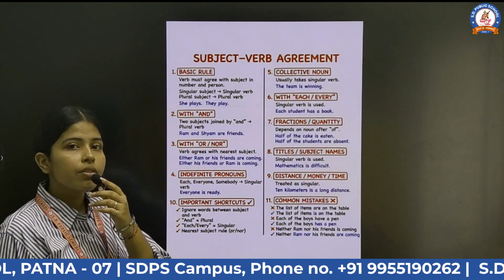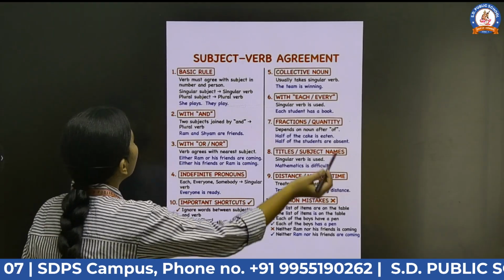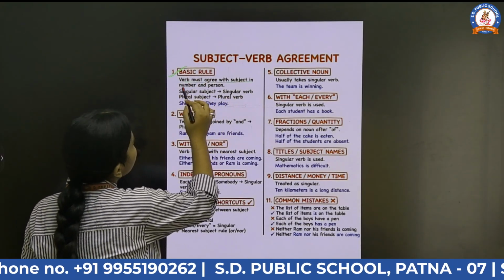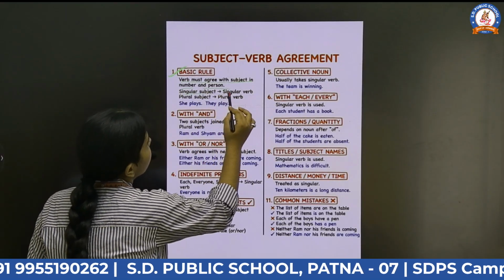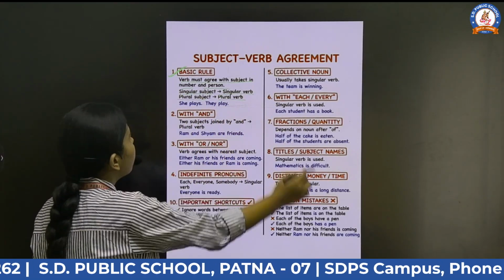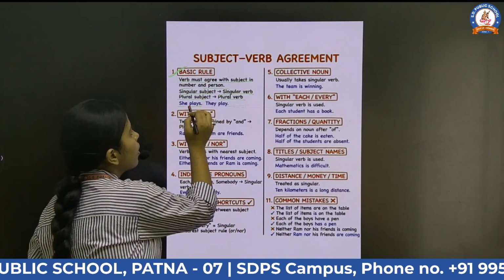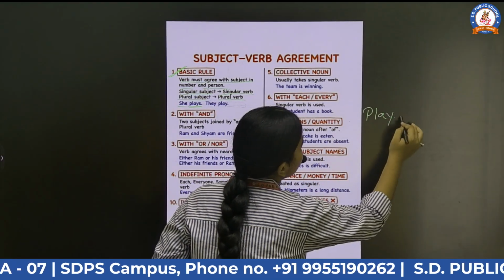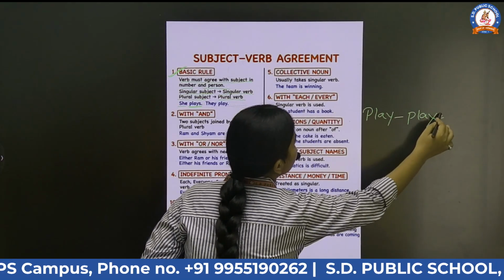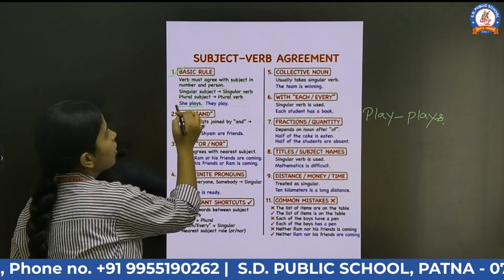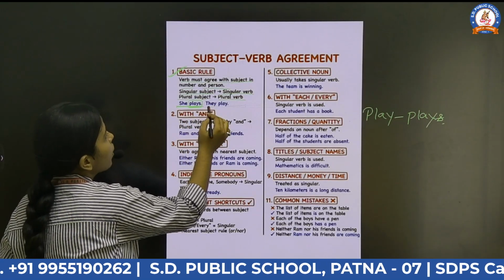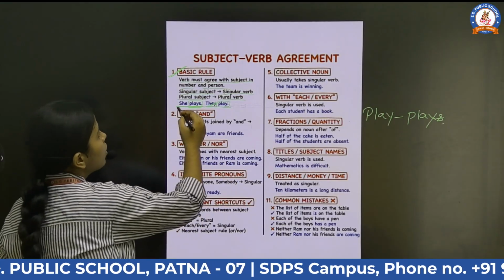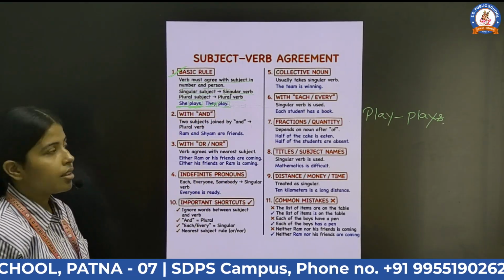Now there are some rules which have been mentioned for you for subject-verb agreement. Basic rule number 1: the verb must agree with the subject in number and person. Singular subject will take a singular verb and plural subject will take a plural verb. Like, she plays. A little while ago I told you that if we add s or es to a verb, it becomes singular, right? Here you can see, she plays. Here the word plays is a singular verb, and here the word play is plural because they is also plural. So according to the subject, the verb will be applied in a sentence, right?